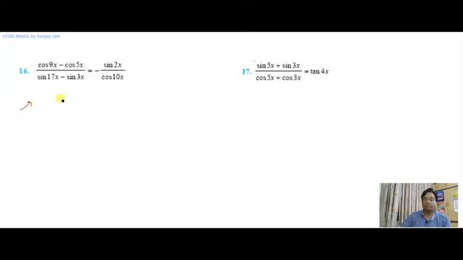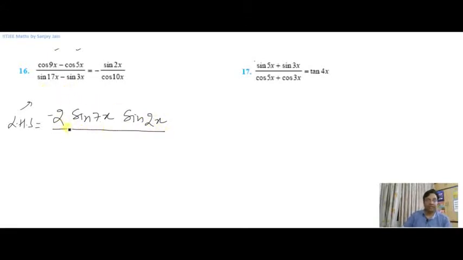This question here is also based on CD formula. So let me write the left hand side, and the numerator is cos C minus cos D. So which will be minus 2 sine C plus D by 2, that is 9x plus 5x, 14x by 2, 7x, and sine C minus D by 2, 9x minus 5x is 4x, by 2 will give me 2x, divided by sine C minus sine D.